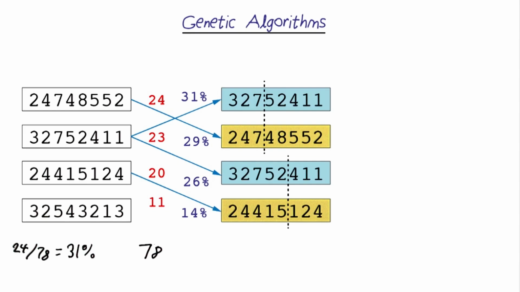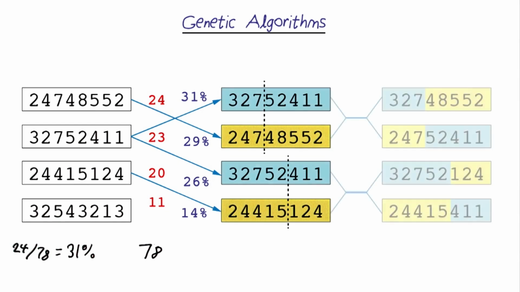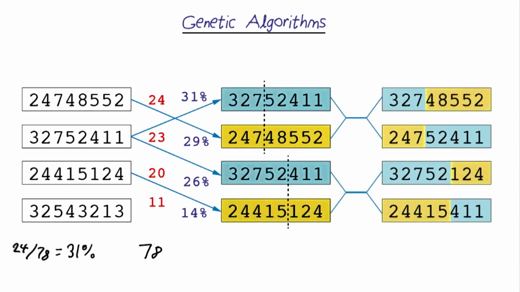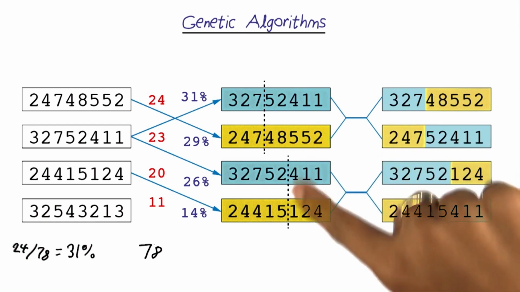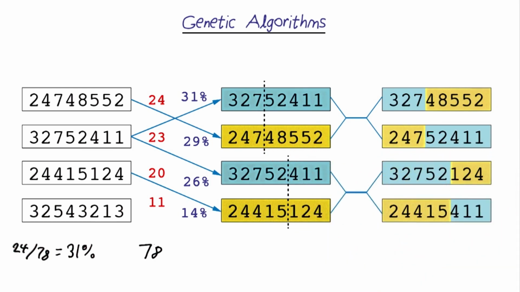Okay, so now that we know which parents we have and how many children we will produce, how do we make children? That's a process we call crossover. You see, we've selected a point along each pair of parents. We pick this point randomly, and then we create the first child by taking the first part of the first parent and then tack that onto the last part of the second parent.